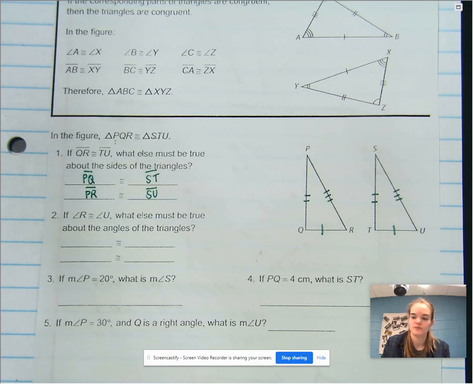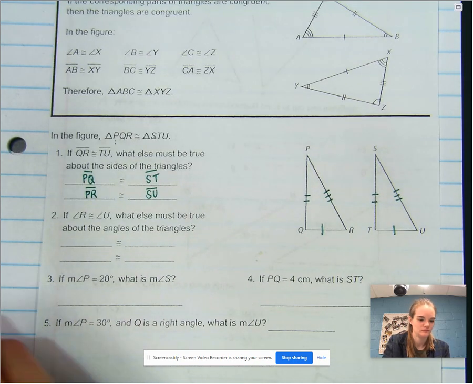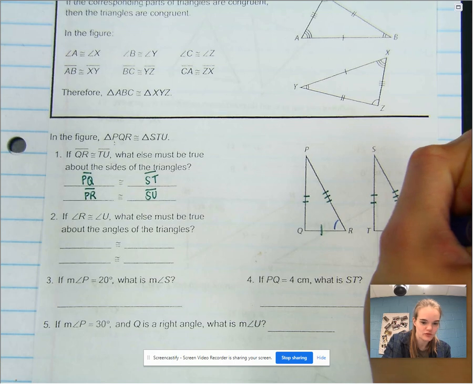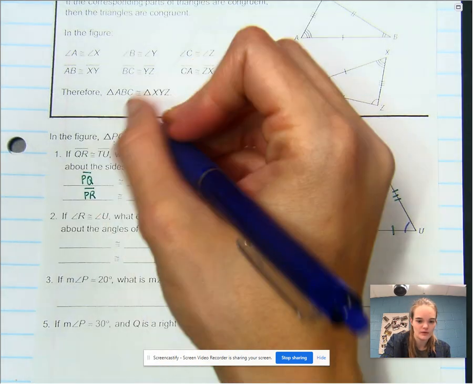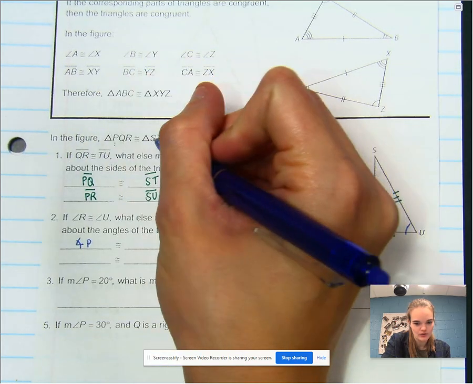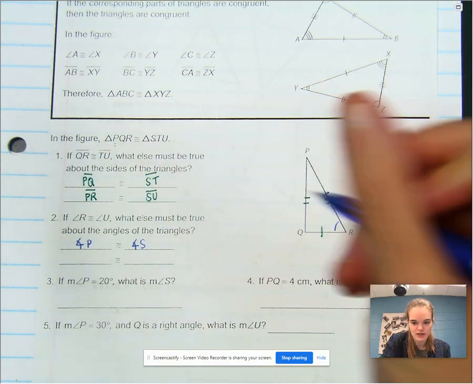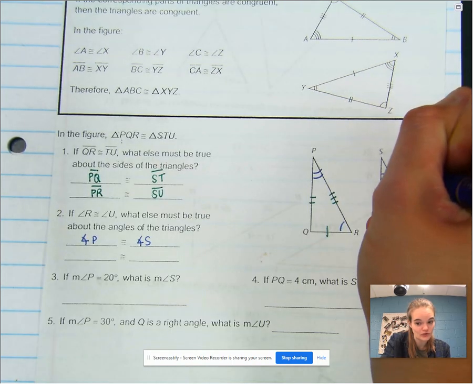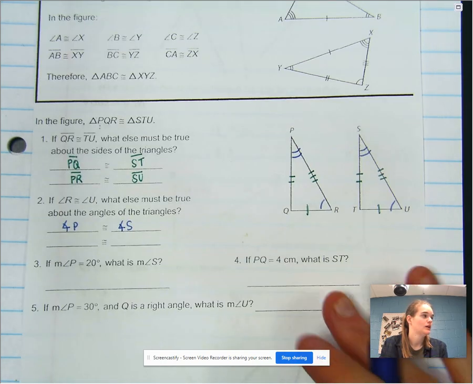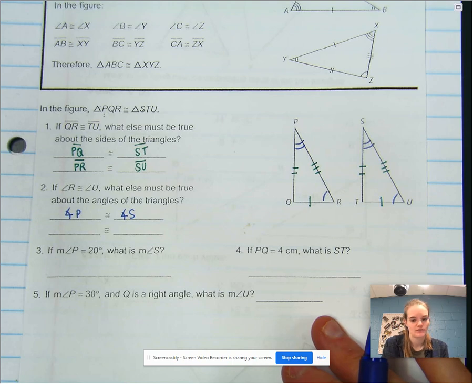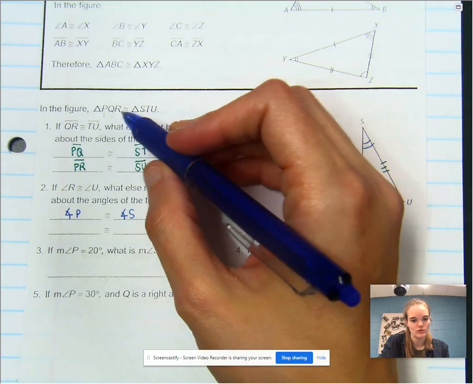Okay, let's talk about the angles. If angle R is congruent to angle U, what else must be true? Well, we've got the last two. Let's start with the next one, angle P. P is congruent to S. They look like right angles, but since they don't have that little box in them, we don't know that they are, so we can't say that they are, okay? They might look like it, but unless it's told to you that they are right angles, they are not. All right, Q and T.